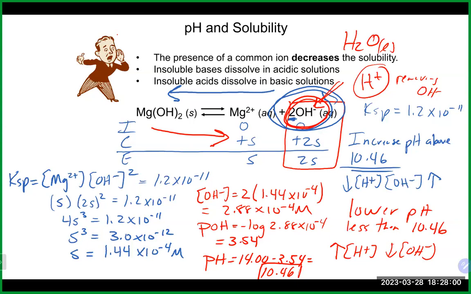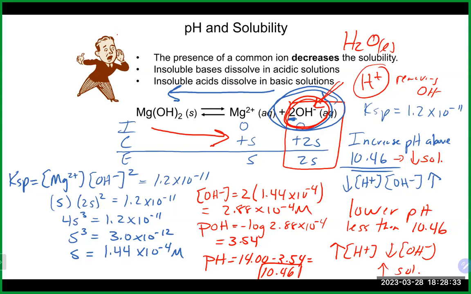So you don't necessarily have to drop it way into acidic. If you do, it definitely will make it much more soluble. But just lowering it below 10.46, which is still basic in some cases, you'll start to see more of the solid start to dissolve because of that shift in the equilibrium. So if we increase the pH above 10.46, it decreases the solubility. If we lower it below 10.46, it actually will increase the solubility. So pH plays a really important role in terms of solubility.